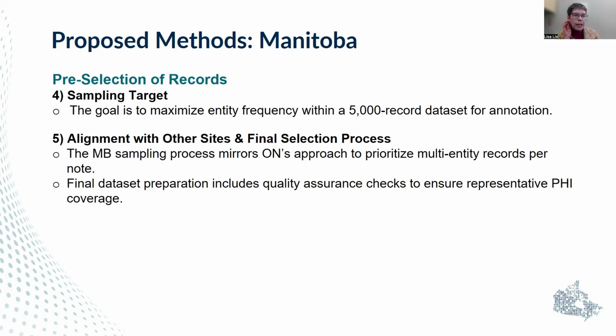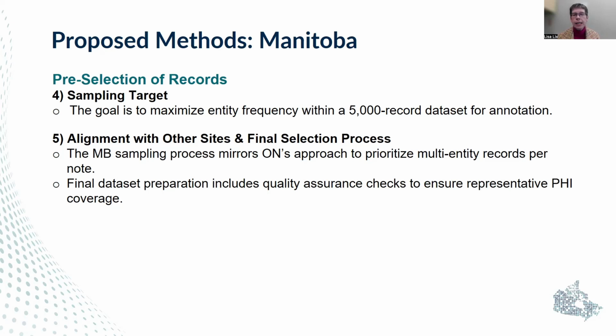And then we look at ways that we can align with what's going on in other sites, understanding different approaches that might be used for the selection of records and the annotation. And our process mirrors what Ontario had originally proposed, and we're trying to prioritize the electronic medical records that actually have multiple pieces of personal identifying information in them. And this should reduce the overall total number of records that we need and streamline the annotation process.